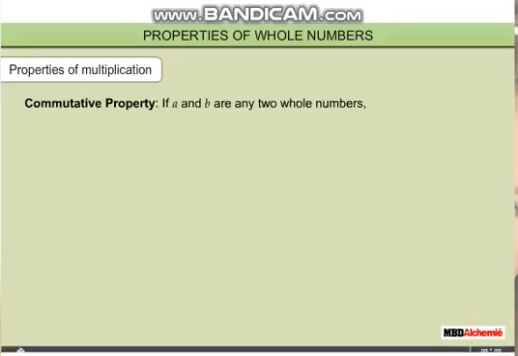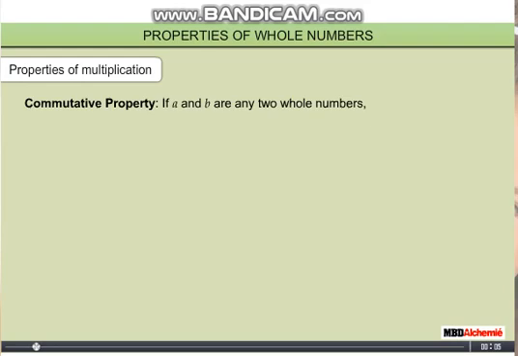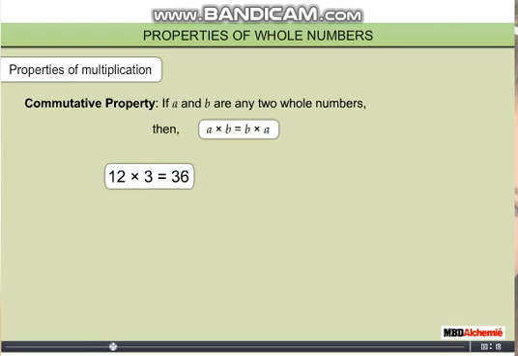Commutative property. If A and B are any two whole numbers, then A into B is equal to B into A. Example, when we multiply 12 by 3, we get 36. And when we multiply 3 by 12, we also get 36. In both the cases, the answer is same. This property is known as commutative property of multiplication.